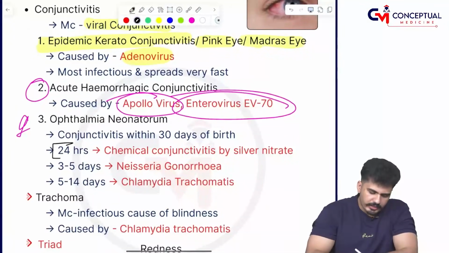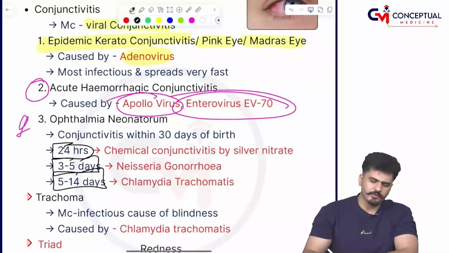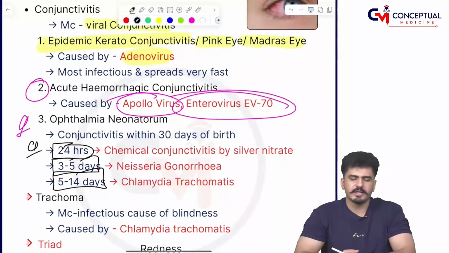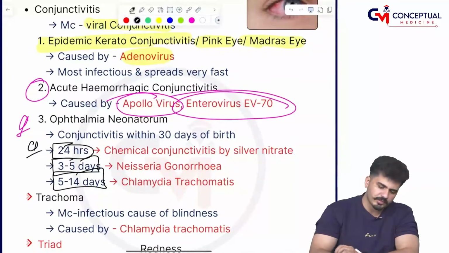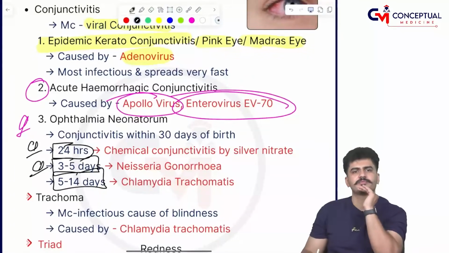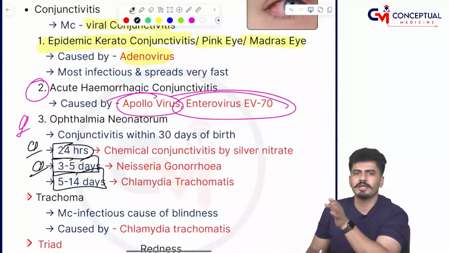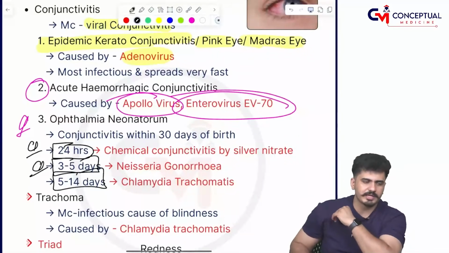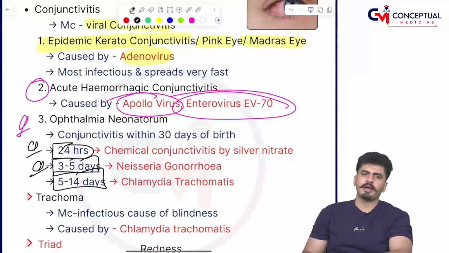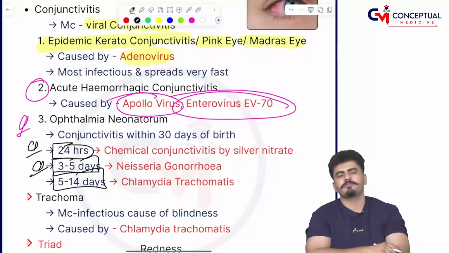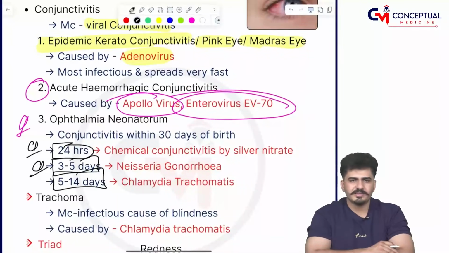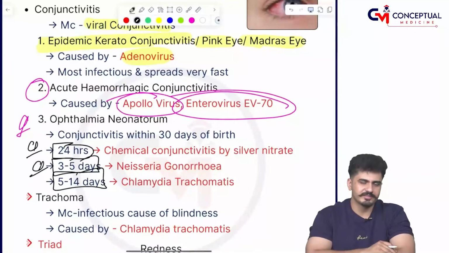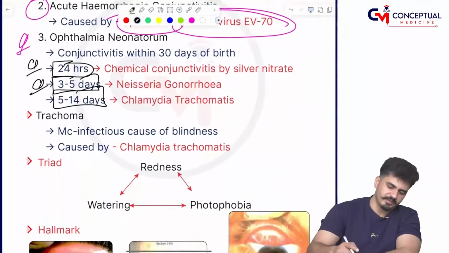That is within 24 hours, 3 to 5 days, and 5 to 14 days. Within 24 hours, it is happening because of the chemical conjunctivitis by the silver nitrate. 3 to 5 days, it is happening because of Neisseria gonorrhoeae, and 5 to 14 days, this is happening because of Chlamydia trachomatis. And now Chlamydia trachomatis is eliminated from India. So chances are less you'll have in this ophthalmia neonatorum.